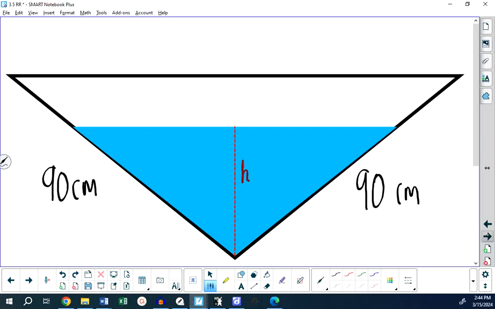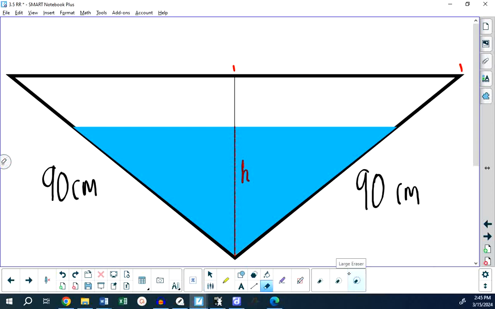We don't know anything else. If we knew this, if you knew, and please don't write this down, that this distance here was 70 centimeters, then you could say, well, no, I'm going to take that back. You would need to know this height here, the depth of the trough, in order to set up those ratios. But we don't need to do that.